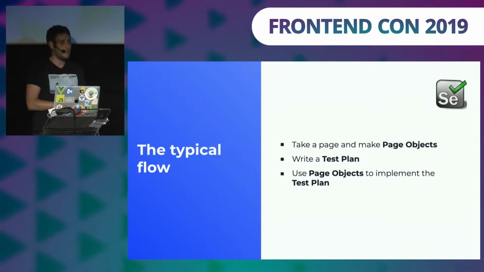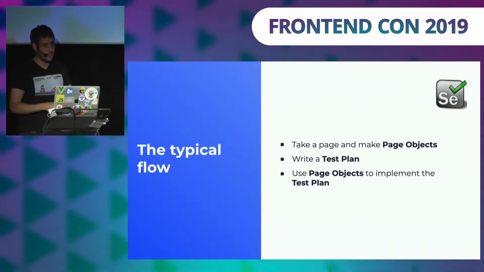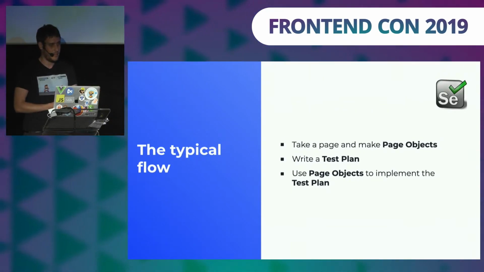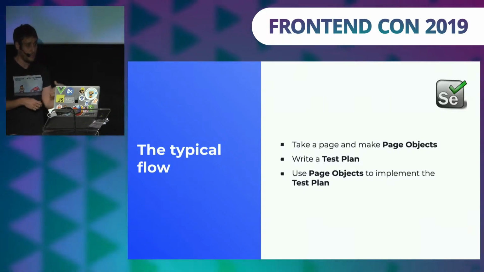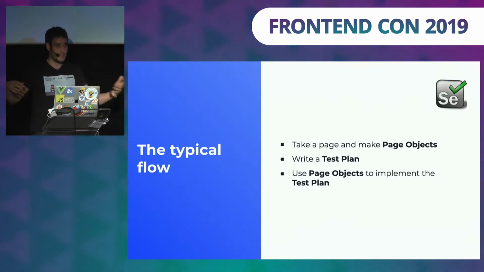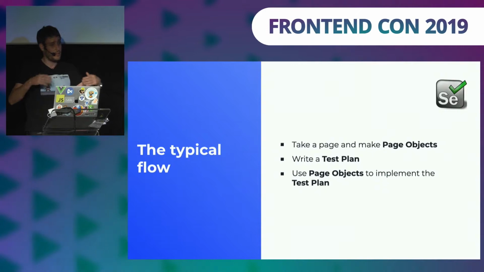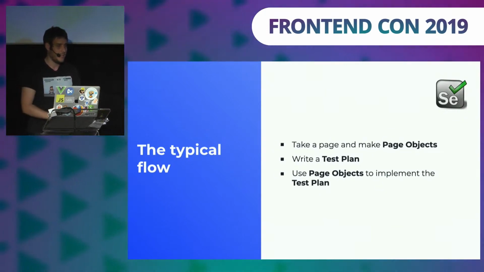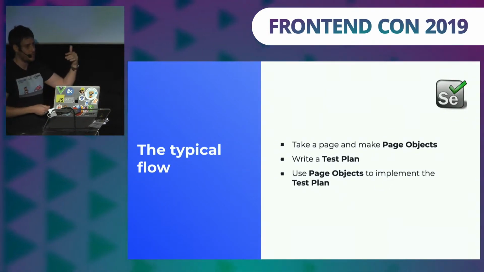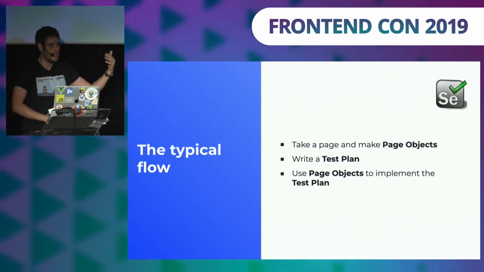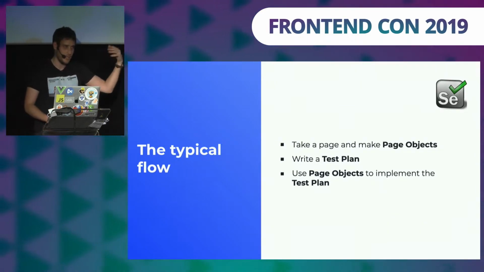I don't know who here did automation, but when I interviewed 20, 25 automation engineers, they all write tests the same way. They take their site, they break it into pages, and then they create page objects. That's like a page with a method. So if you have a login page, you will have a login class with a login method.